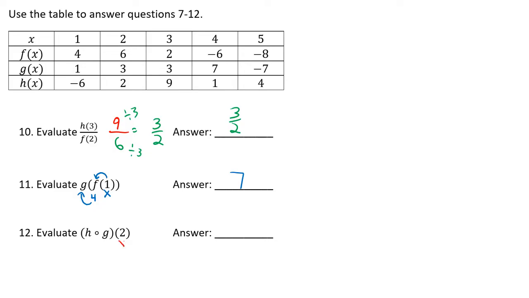All right, so we have x as being 2. We take the x, we plug it into the g. So we go to 2 for the x. We go down to g, that's 3. Now we're going to take this 3 and we're going to go to f. So we go back to the x row, we go to 3, and now we're going to go to h, which is a 9.